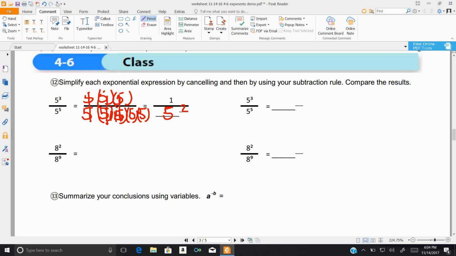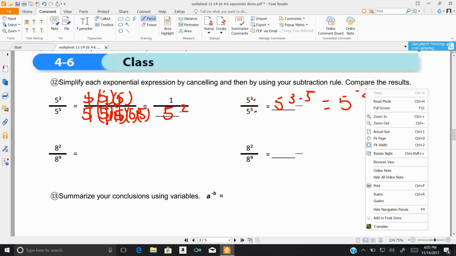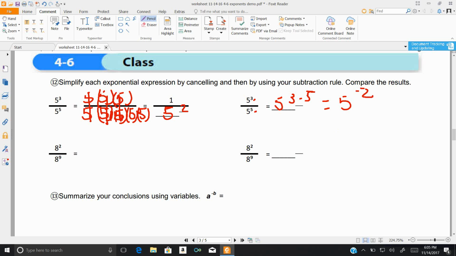If I look at our expression or our subtraction rule, though, I can subtract the exponents. So I have 5 to the 3 minus 5, which equals 5 to the negative 2 power. So we know that negative exponents mean reciprocal. 5 to the negative 2 is equal to 1 over 5 squared. They mean the same thing.